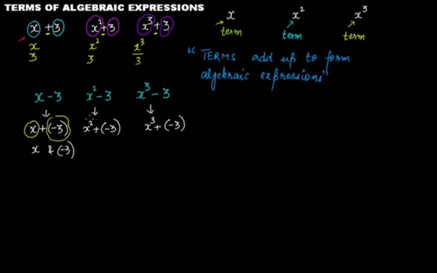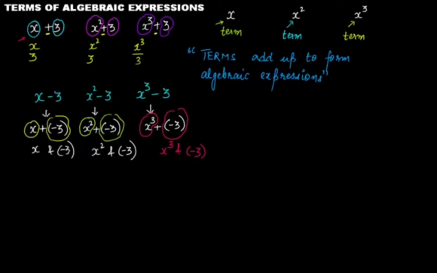In the same fashion, x square and minus 3 are the two terms of this algebraic expression x square minus 3. Same thing here. x cube is one term and minus 3 is another term. So x cube and minus 3 are the two terms of the algebraic expression x cube minus 3. So the point is, you have to remember this definition that terms add up to form algebraic expressions.